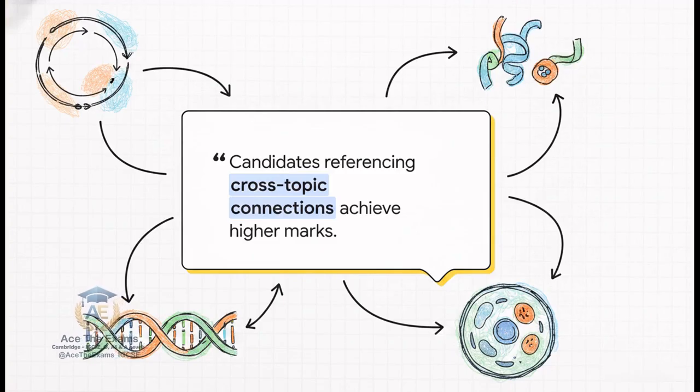Listen to this direct quote from the Principal Examiner report. Candidates referencing cross-topic connections achieve significantly higher marks. Guys, this is literally a cheat code. The Krebs cycle does not happen in a vacuum. Connect section 12.2 to enzyme kinetics, to cellular structure, or even to genetics if the context allows for it. Showing integration across the entire syllabus proves that you have true conceptual mastery.